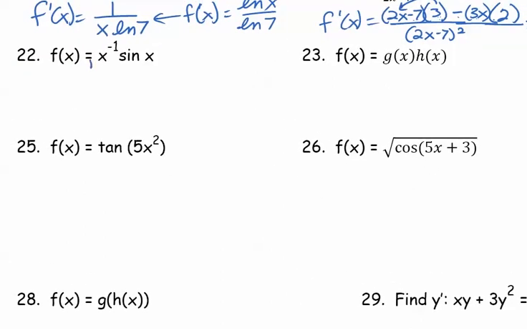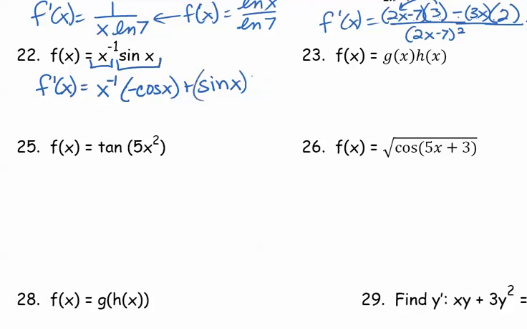Product rule in number 22. So for the product rule, we're going to take the first function as it is times the derivative of the second, plus the second function, leave it the way it is, times the derivative of the first function. This is a power rule, so negative x to the negative 2.